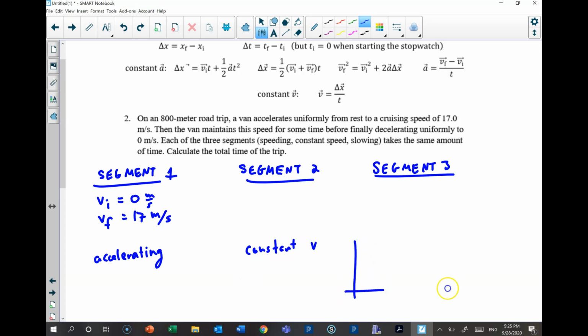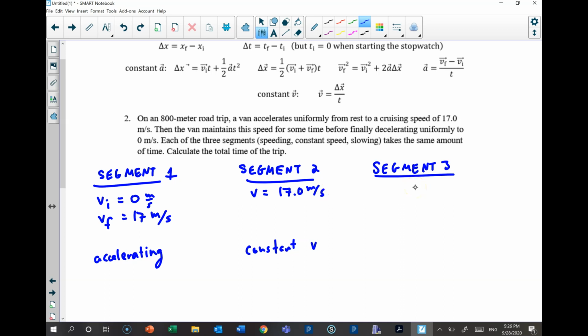Well, if we think about a motion graph, the velocity increases to 17, then you maintain constant speed, and then you slow down. And I should have drawn this differently because each of those segments lasts for the same time. So if this is like 5 seconds, then this would be 10, and then this would be 15. So what's the constant speed during segment 2? It's whatever final speed you achieved in segment 1, 17 meters per second. That's how fast the car is going when it stops accelerating. So if we have constant speed, there's no need to do VI or VF. We're just going to say the speed V is 17 meters per second.